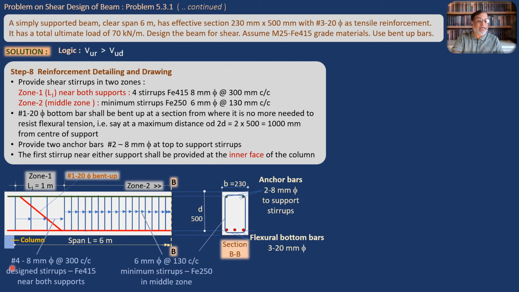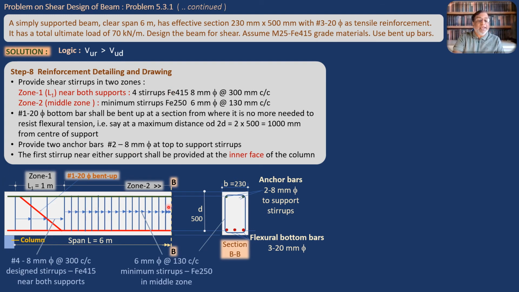Here the labeling is there. #4 means 4 stirrups of 8 mm diameter at 300 mm center to center. So this spacing is 300 mm center to center. We are calling them designed stirrups. They are made up of Fe415 grade and they are provided near both the supports. At this support, similarly at the other support. So this is about zone 1.